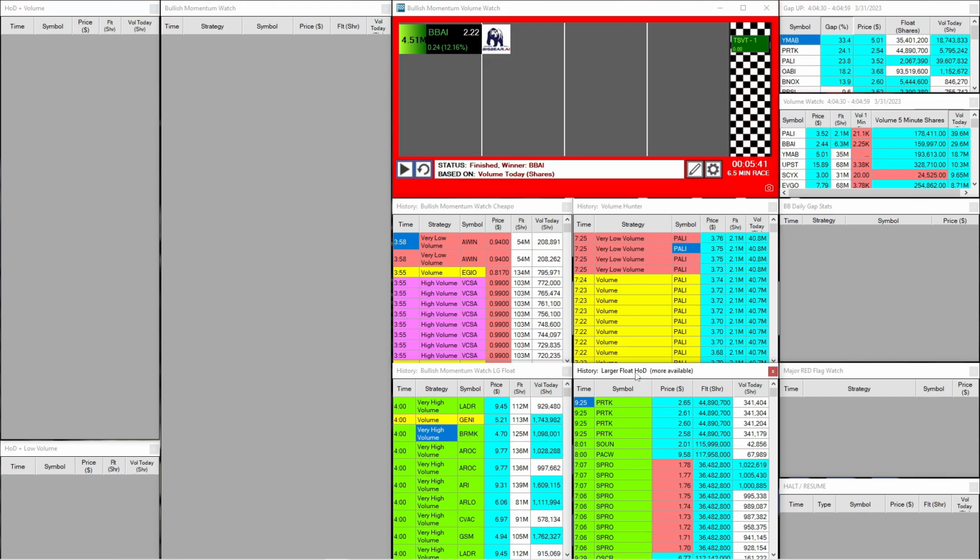Larger float high of day. This is on the bottom right here. So this goes hand in hand with this scanner on the left-hand side. This is the bullish momentum watch. This one's specifically looking for volume, and this one over here is looking for high of day. So this one's looking for stocks making new highs.